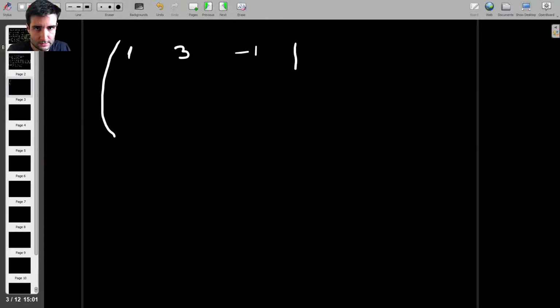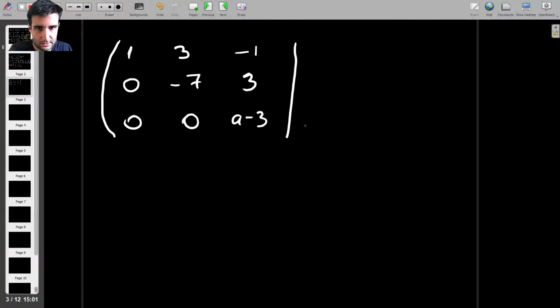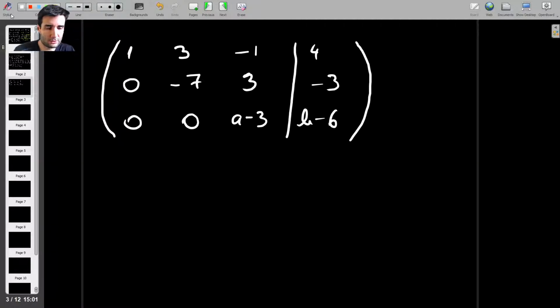Now I'm going to rewrite this again. This is the final form of the matrix, which is 1, 3, minus 1, and then we have 0, minus 7, and 3, and then we have 0, 0, a minus 3, and then we have 4, minus 3, and b minus 6. And we want to make this system incompatible.